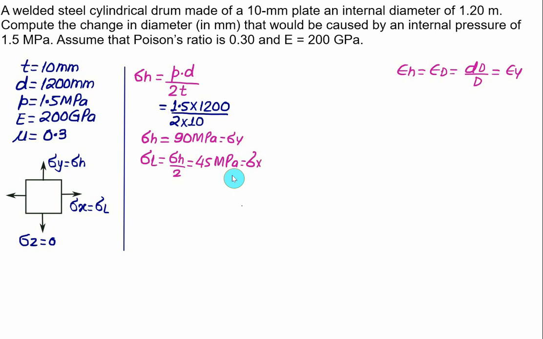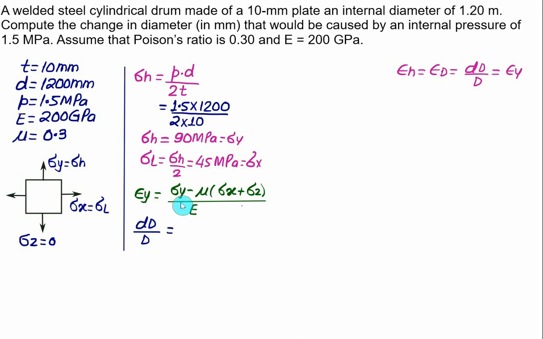We need to calculate here epsilon h. Epsilon h is epsilon y. So we have epsilon y is equal to (sigma y minus mu times (sigma x plus sigma z)) divided by E. Epsilon y is the same as epsilon d and the same as epsilon h, which is change in diameter divided by original diameter. So we have change in diameter divided by original diameter.